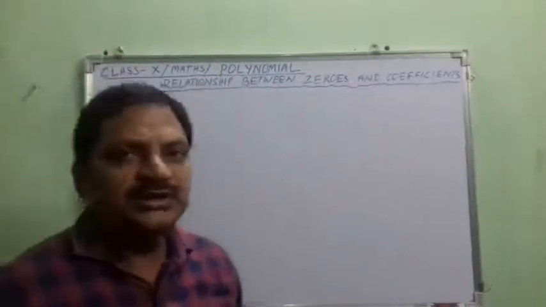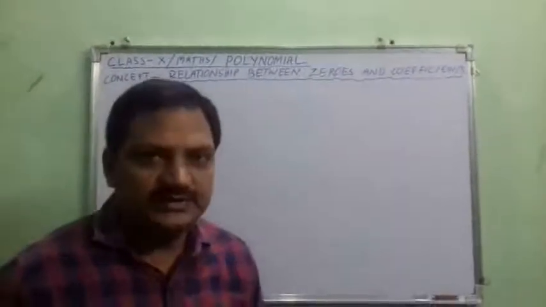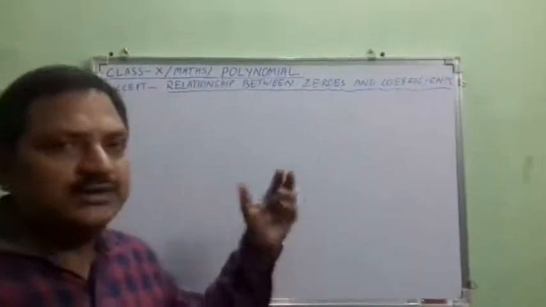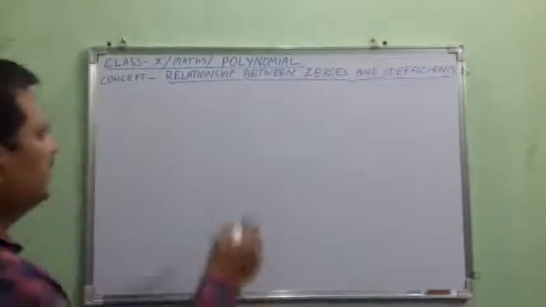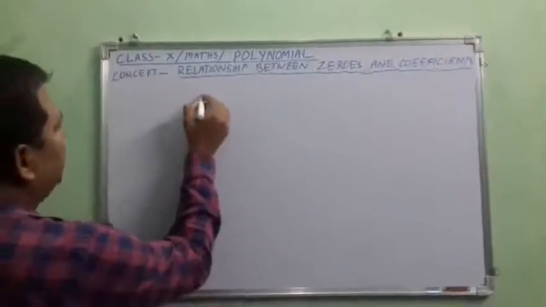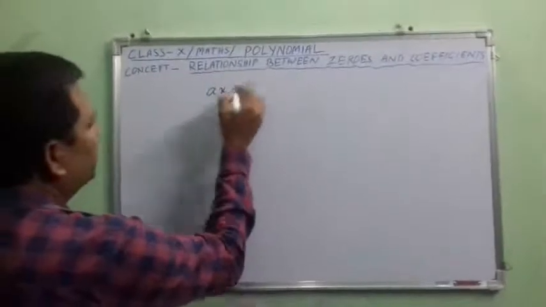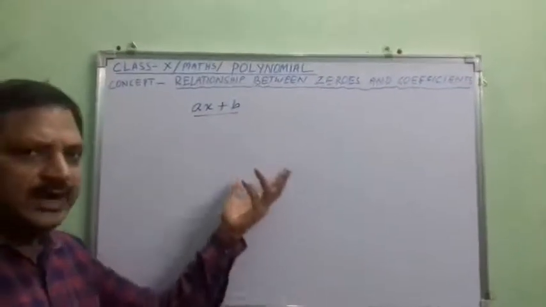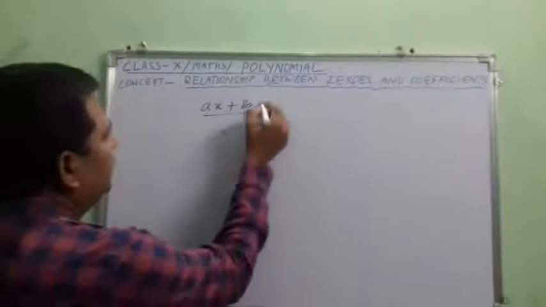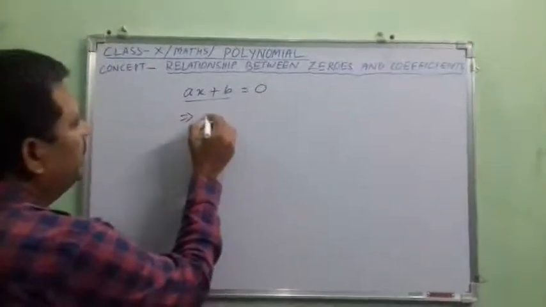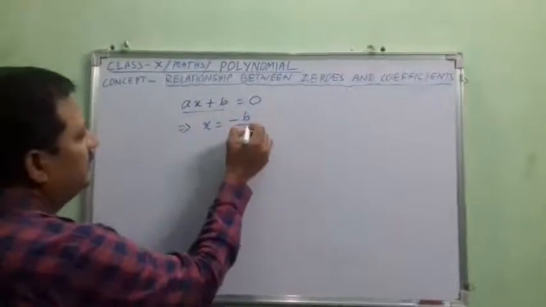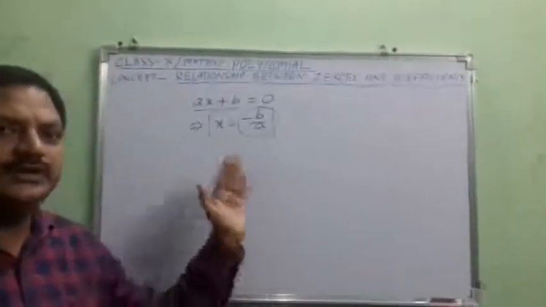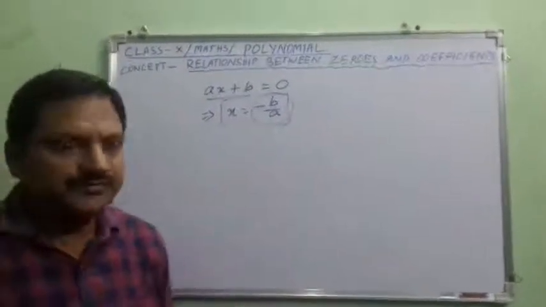You have already learned in your previous class about different types of polynomials: linear polynomial, quadratic polynomial, cubic polynomial. If I consider first the linear polynomial, let's take one example. A linear polynomial in general form is ax plus b. If you want to find the zero for this, then if we set this to 0, we have x equal to minus b by a. So minus b by a gives the zero of the linear polynomial, right?